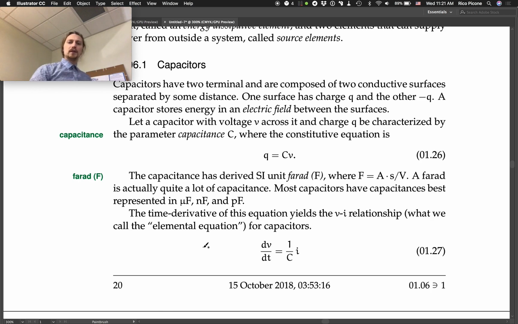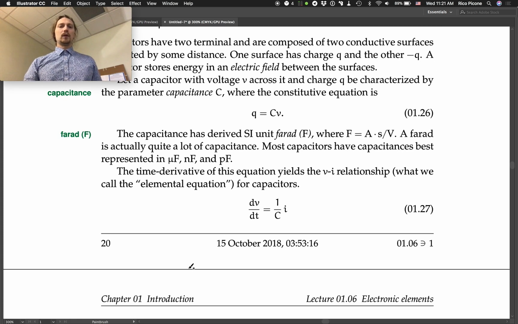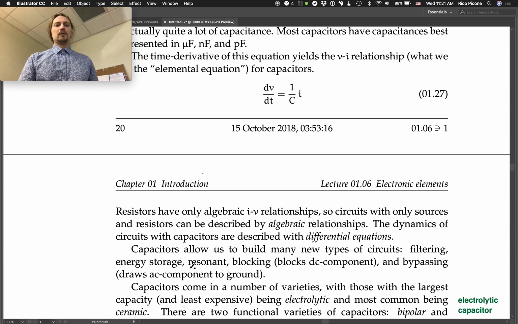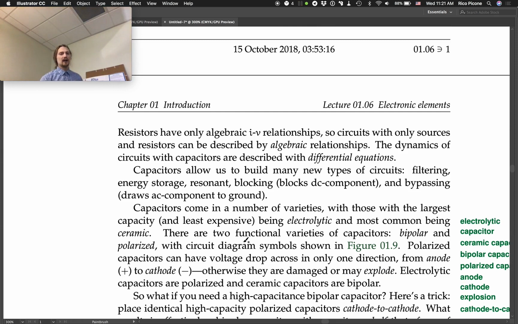The time derivative of this equation yields the voltage-current relationship, what we call the elemental equation for capacitors. dV/dt equals 1/C times I, which is dQ/dt, the time rate of change of the charge. Resistors have only algebraic IV relationships, so circuits with only sources and resistors can be described by algebraic relationships. The dynamics of the circuit with capacitors are described with differential equations. So now we've got this whole differential equation entrance that we had before. So same thing.